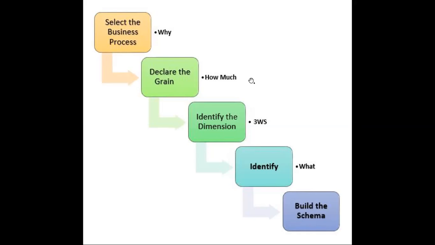Then declare the grain. How much, under that domain? Which is the key focus area? Which are the entities? Which is the data model? Which are the attributes? Accordingly, identify the dimensions, the 3Ws. 3Ws means what? When, how, and where. These 3Ws have to be answered by the organizer of the business process, the organizer of the data set, the developer of the data modeling, to identify the dimension. Then identify what that data model actually means, for what purpose it should be there, and what it is representing.